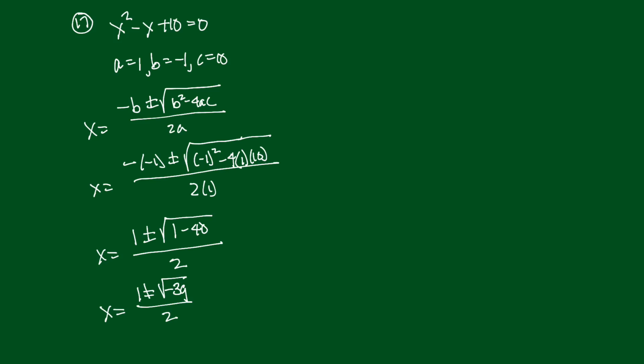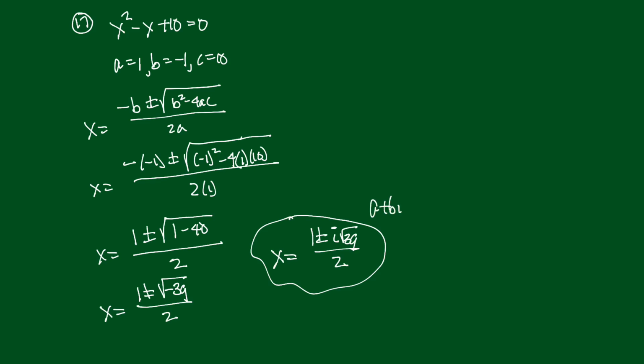Now that 39, I can write that as 3 times 13, but that doesn't help because neither one are squares. So I can't take a square out of that, but I can take an I out. So I'm going to claim now that X is equal to 1 plus or minus I times the square root of 39 over 2. Now that'll work, but I like the form a plus bi. So how about X is equal to 1 over 2 plus or minus square root of 39 over 2i.